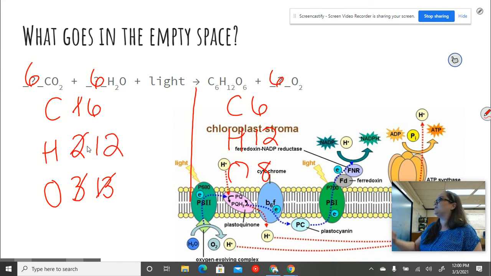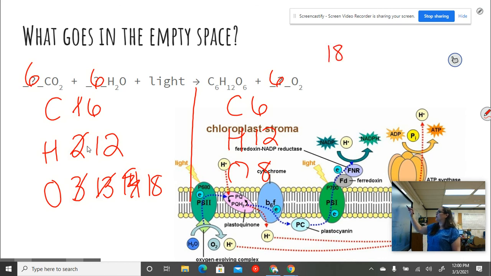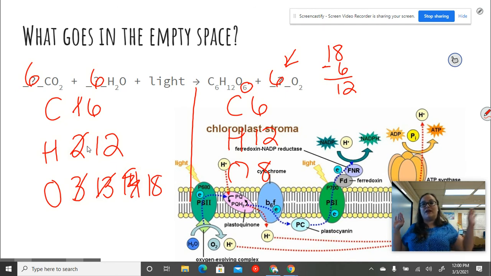And then that ends up giving us 6 times 2 is 12, plus 6 is 18. 18, right? It's 18 total. Okay, my bad. So then we need 18 oxygens over here, but we've got to remember that there's 6 here. So 18 minus 6 is 12. We need this to be 12. So 6 times 2 is 12. So the magical number is 6. 6 goes in every blank.